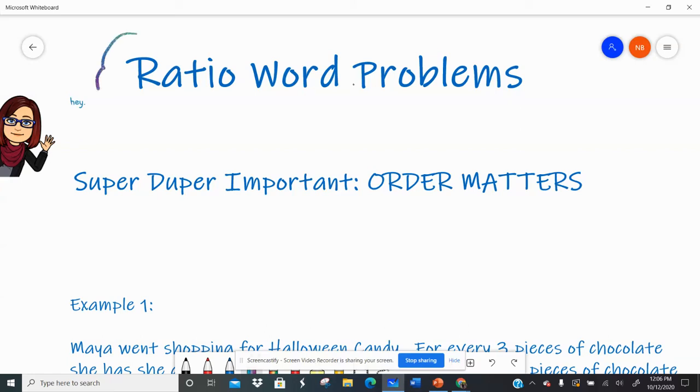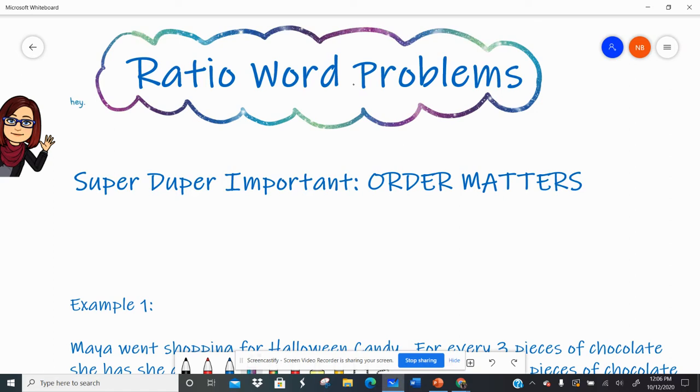My favorite people. We're going to be talking about ratio word problems today. We've explored ratios a little bit, but now we're going to dive into the problems of the words.